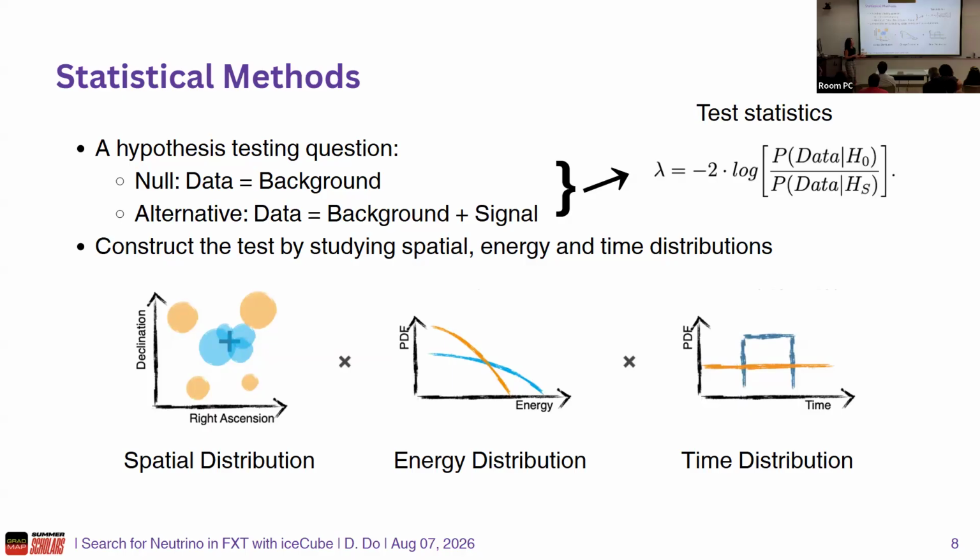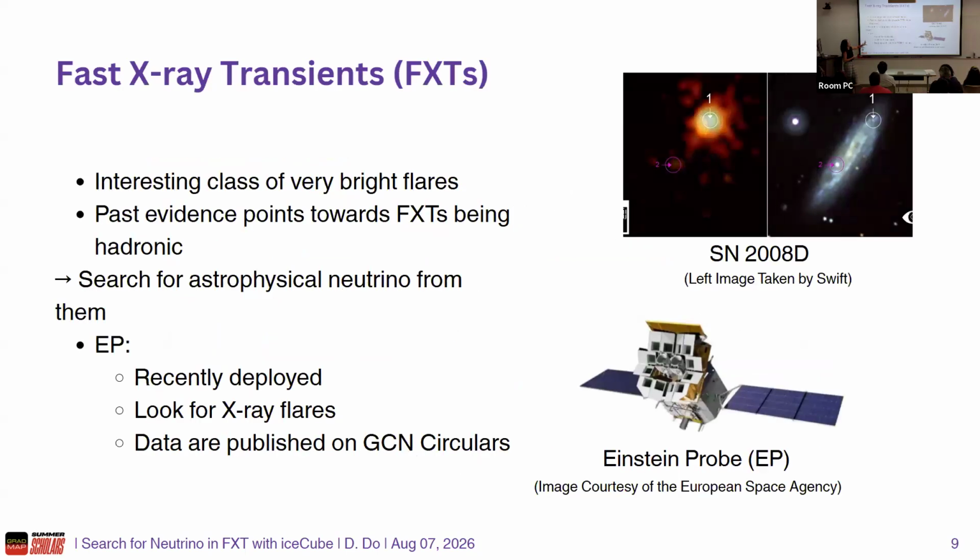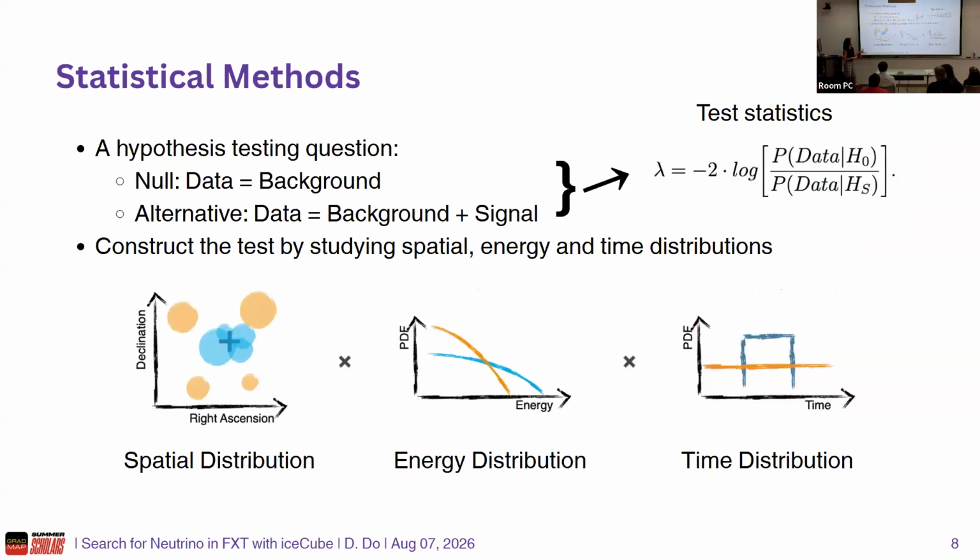The way we construct this number is by studying the spatial, energy, and time distribution. So let's talk about the time for a minute. We'll be searching for neutrinos in fast X-ray transients, which happen in a very short time, and they are also very interesting because they are very bright and it's easier for us to pinpoint where the source is. Let's go back to the time distribution. We want to search for neutrinos that happen within a time window of the fast X-ray transient. Just keep in mind the phrase time window.